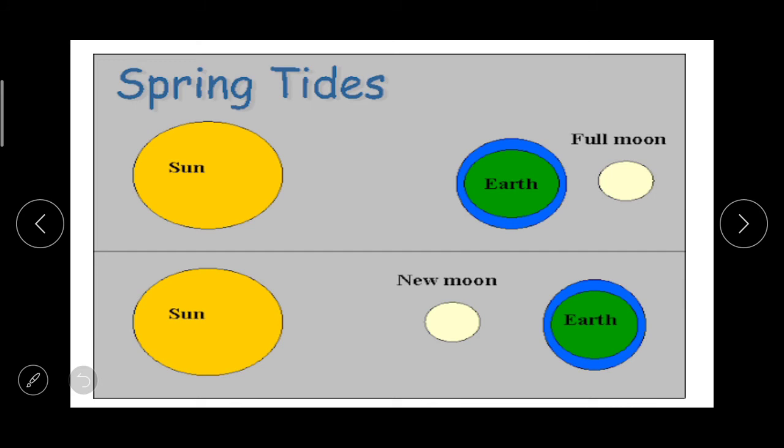On new moon day and on full moon day, the gravitational pull of the sun and the moon act in the same direction, and due to this the total pull increases. Hence the tide on these days is much higher than the average high tide, and this is known as spring tide.